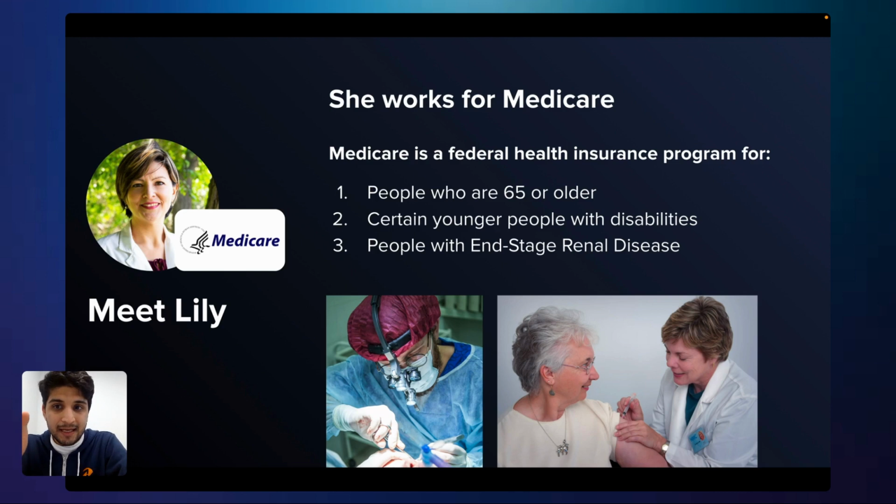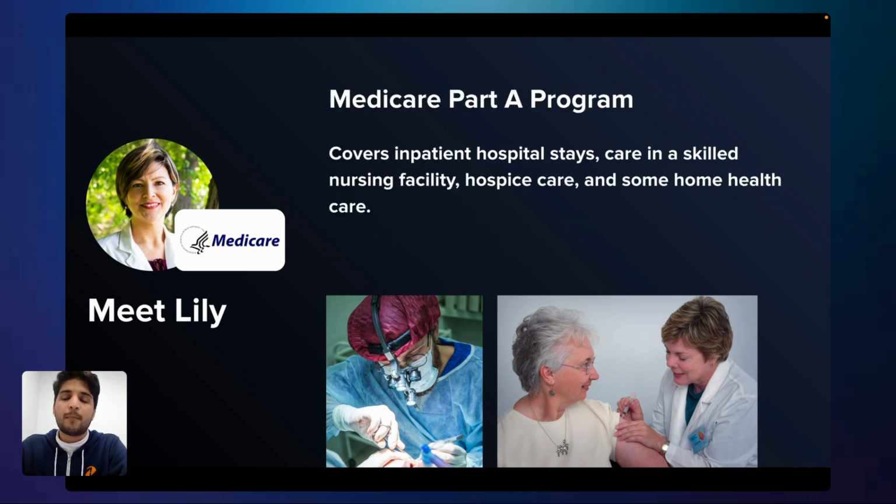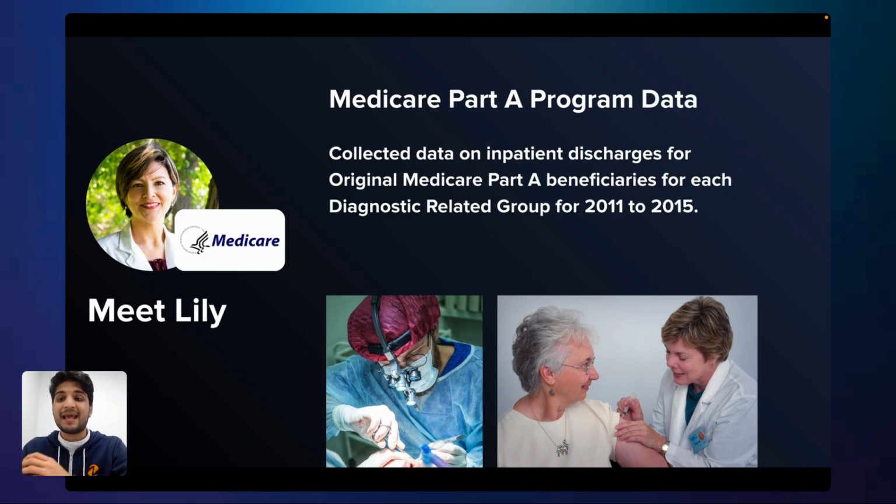So I'd like to introduce you to Lily, who works for Medicare, a federal health insurance program for people who are 65 years or older, or certain younger people with disabilities, or people with end-stage renal disease. Specifically, Lily works in the Medicare Part A program. The Medicare Part A program covers inpatient hospital stays, care in a skilled nursing facility, hospice care, and some home health care as well.